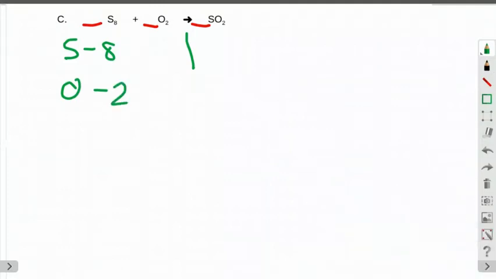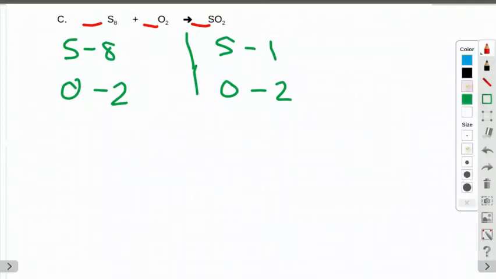If we look at the product side, we have an S and an O, but we only have 1 S and we have 2 O's. So we can tell by looking at these numbers that we do not have the same amount of atoms on each side. So we have to now add coefficients in front and really inspect each side of the reaction to see how we can get them to balance.